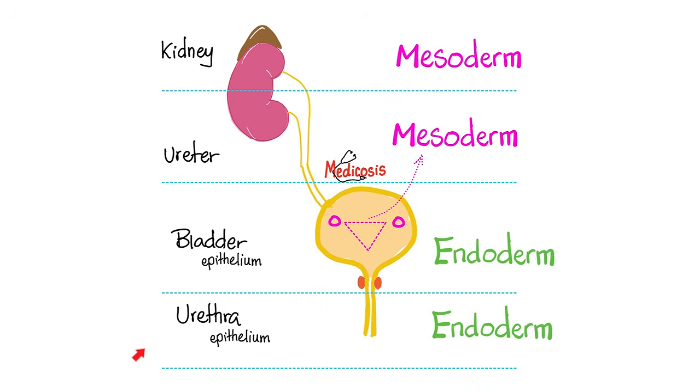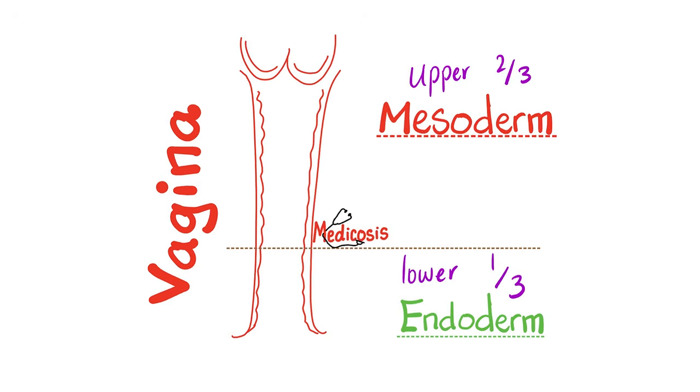The second confusing subject is the urinary system. Look, the kidney and the ureter are mesodermal in origin. The trigone of the bladder belongs to the ureter, so it's also mesodermal. The rest of the urinary bladder and the urethra are endodermal in origin. Listen to me carefully. The most distal part of the urinary system is endodermal. And the most distal part of the vaginal canal is also endodermal, just like the urethra. Whereas the upper or the proximal part of the vaginal canal is mesodermal, just like the kidneys and the ureters.